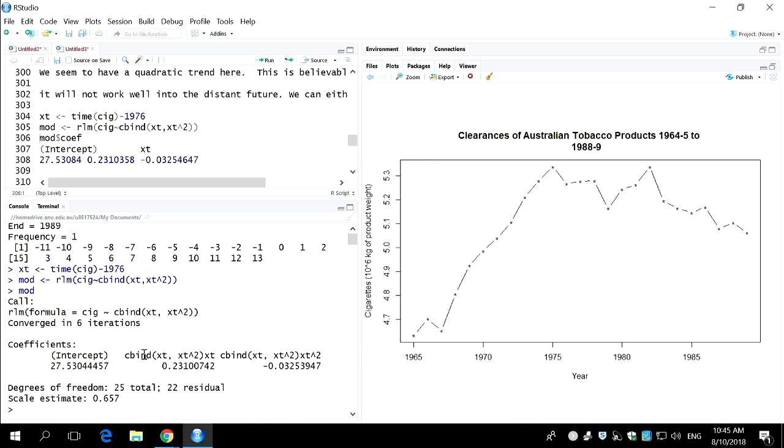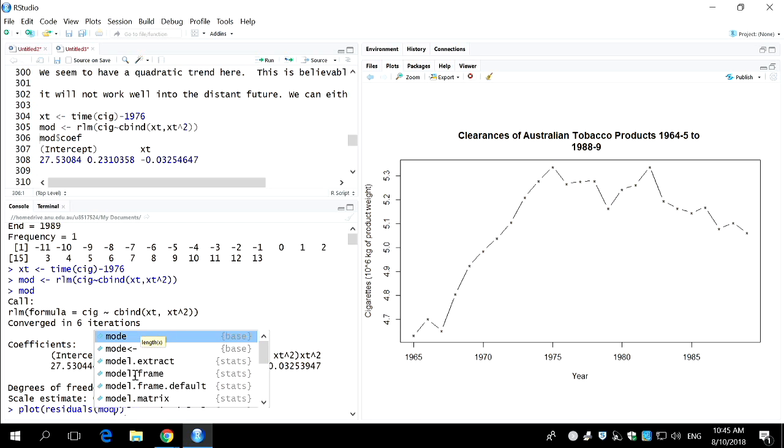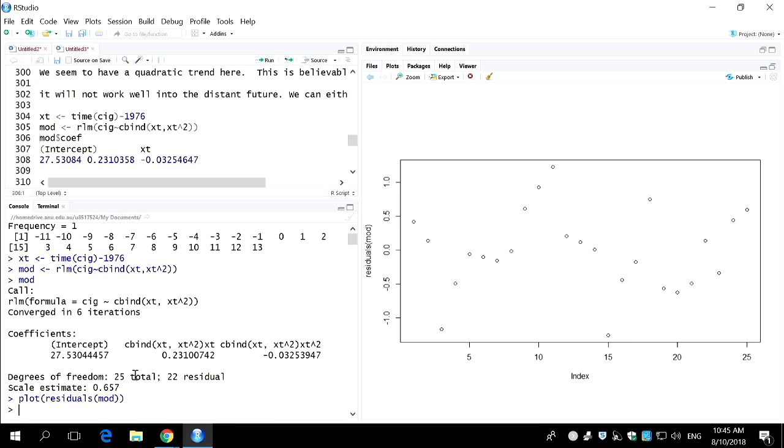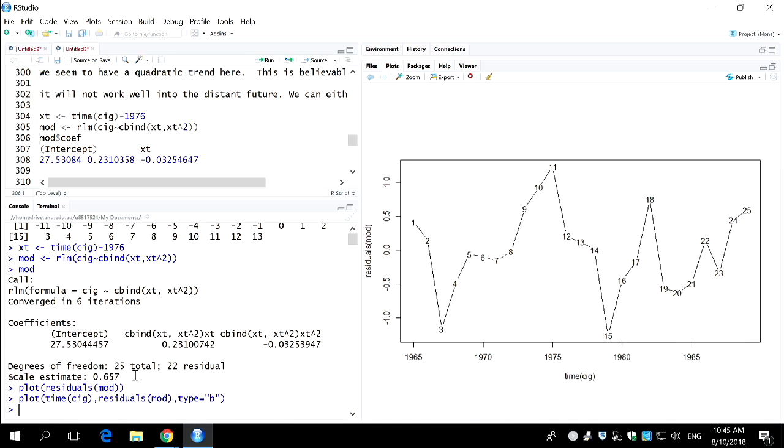All right, let's have a look at the residual series. So let's do a plot of residuals of model mod. Okay. Oh, sorry, I always forget to do it. So we want time of sig versus residuals of the model, type equals B. Okay? So there's my residual series.